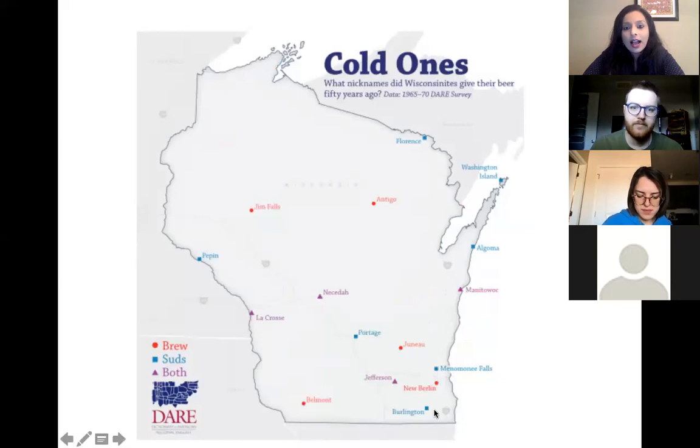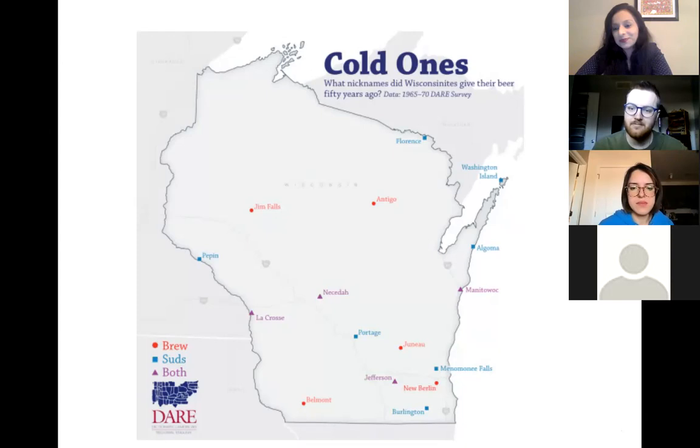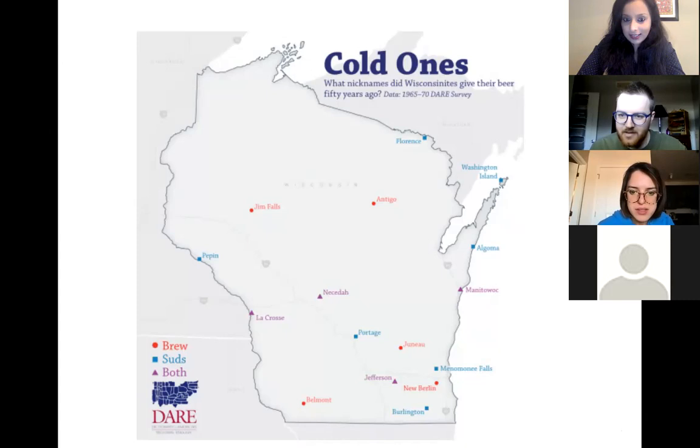Here is another one. What nicknames did Wisconsinites give their beer 50 years ago from the 1965-1970 survey? What's the majority? What did they call their beer 50 years ago? It looks like brew, maybe. So brew is the red dot and the blue dot is the suds. It looks pretty even.